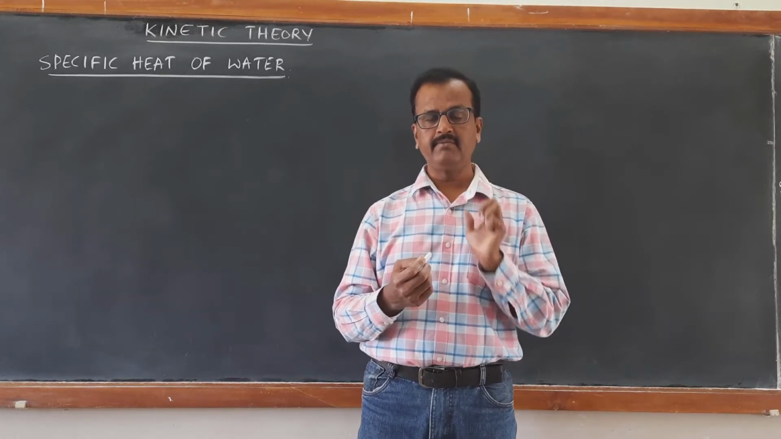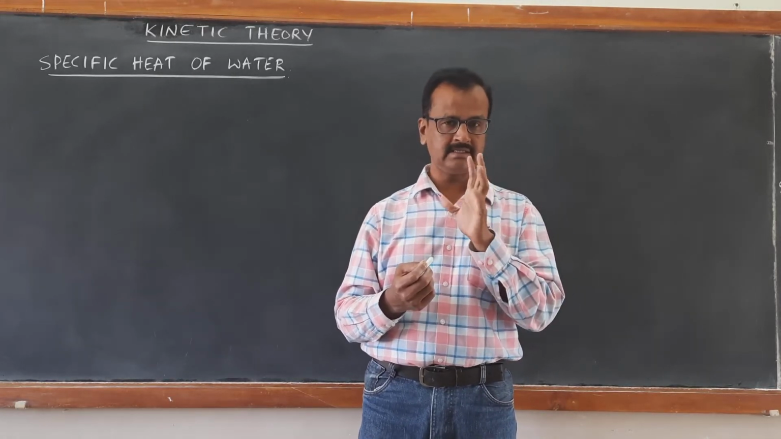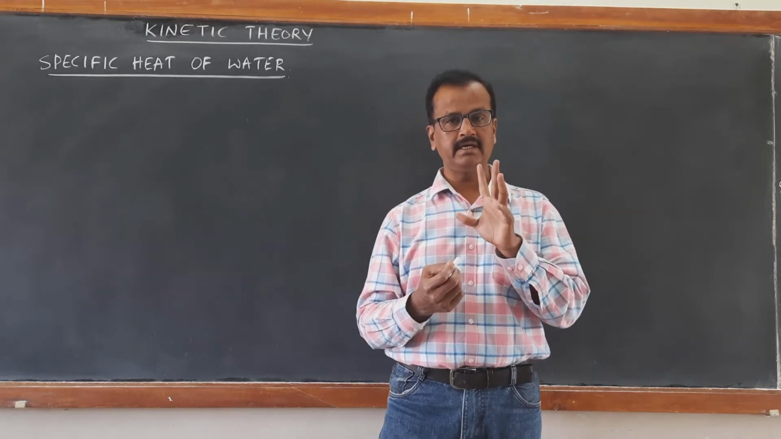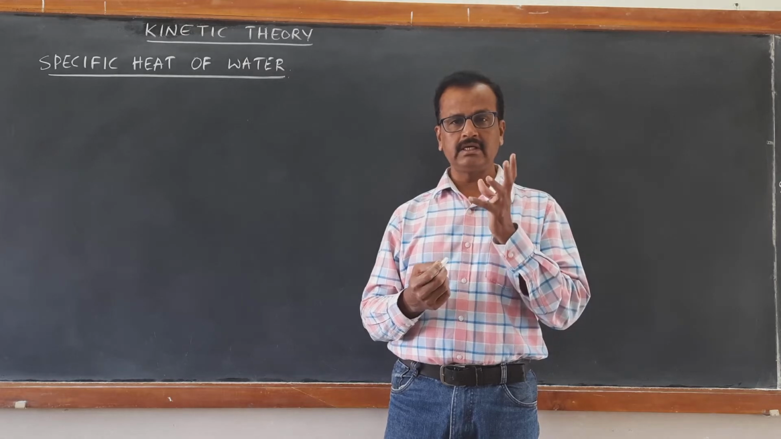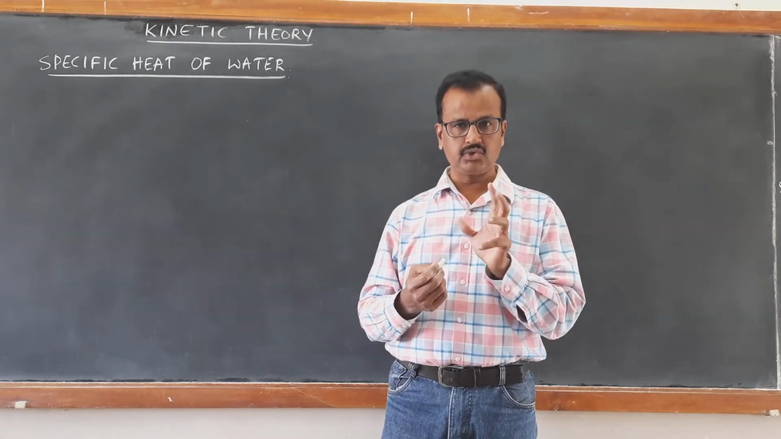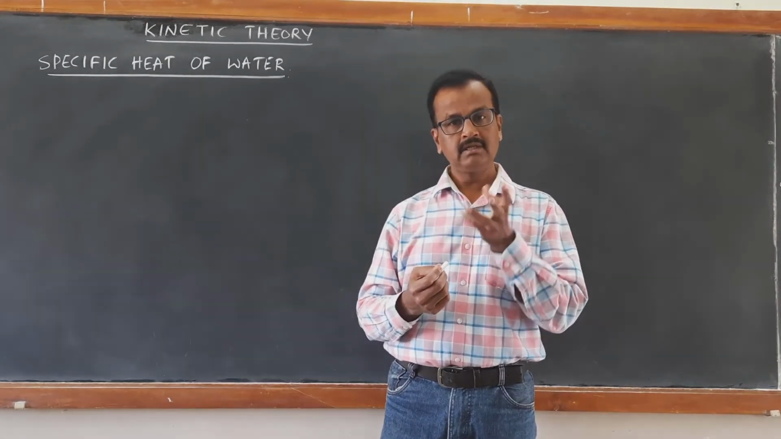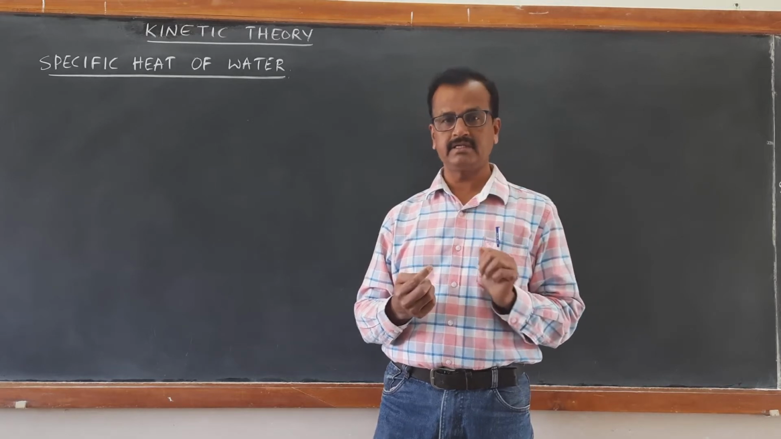Water has 3 atoms, 2 hydrogen atoms and 1 oxygen atom. Therefore, each water molecule, H2O molecule, will have 3 into 3 kBT of average energy.